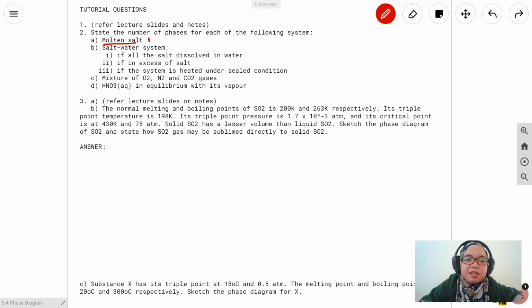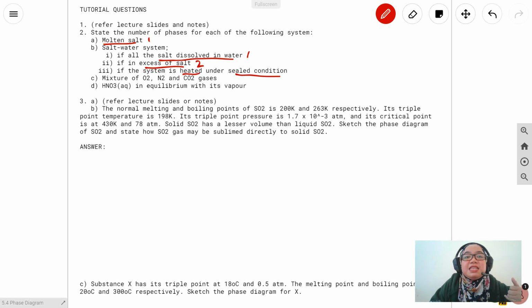Okay. And next, kita tengok. State the number of phase untuk salt water system. Okay, salt water system. If all the salt dissolve in water. So, kalau semua salt dah dissolve in water, no more salt. No more solid. Semua dah jadi liquid. So, how many phases are there in the system? Only one phase, which is liquid phase. Okay, however, what about bila dia ada excess of salt? Maksudnya akan ada solid dan akan ada liquid. Betul. So, how many phases are there? Ada 2 phases.